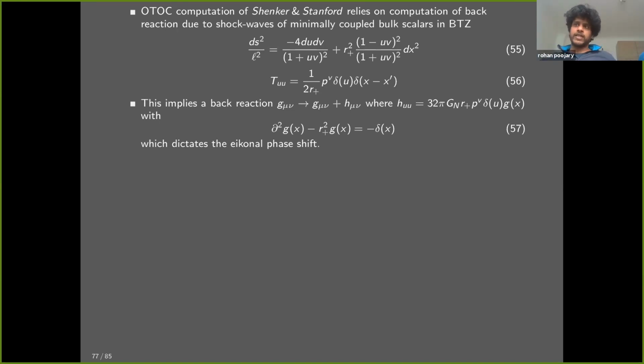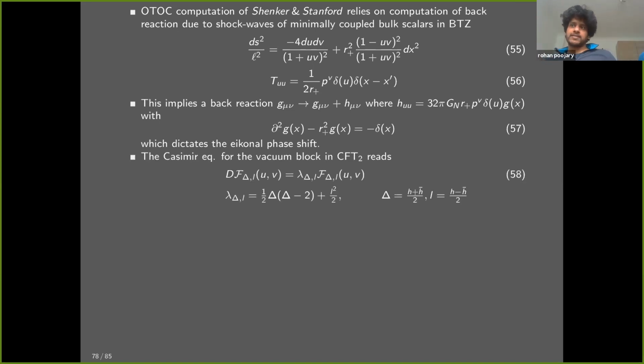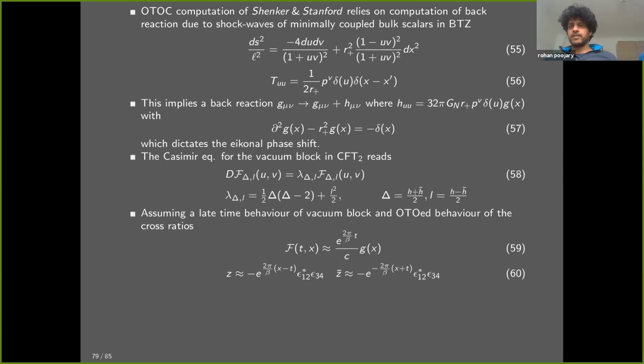Okay. It turns out that you can show that if you took the Casimir equation for the vacuum block in the CFT, and you assumed that the vacuum block had this kind of a late time behavior, 59. Again, completely an assumption. You cannot do anything of this sort from first principles.